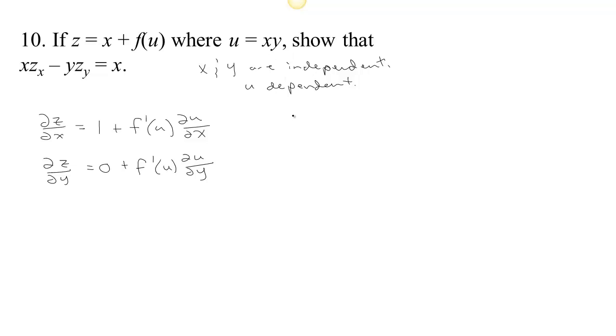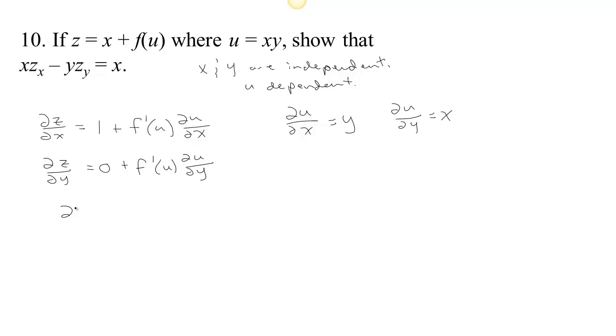So we take the derivative of both sides with respect to x, we get du dx is equal to, if we're taking the derivative with respect to x and y is independent, then y is just a constant, so we just get this constant times the derivative of x with respect to x, which is 1. Also, we can see from this that du dy is going to be equal to x.